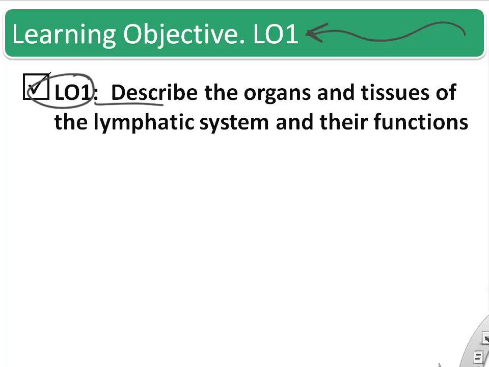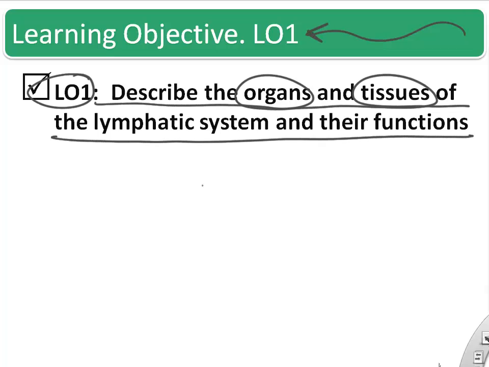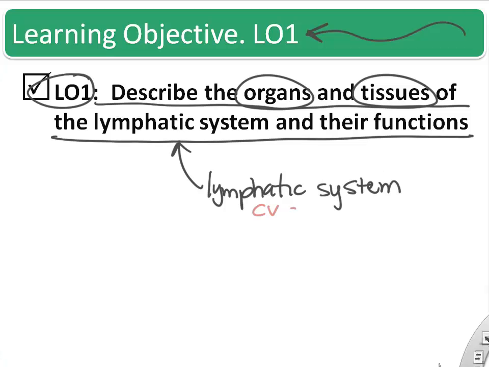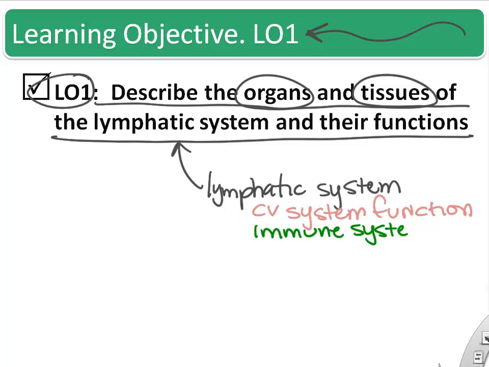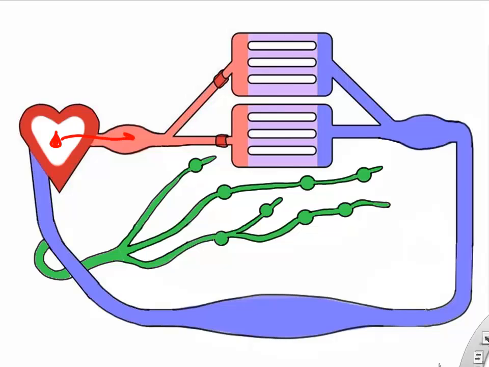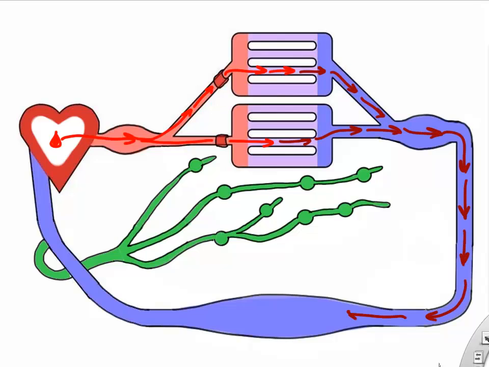The first learning objective is to describe the organs and tissues of the lymphatic system. The lymphatic system has cardiovascular function as well as immune function. So we remember that the cardiovascular system involves the heart pumping blood through our body through the circulation, which includes arteries, capillaries, and finally veins, which return the blood back to the heart.